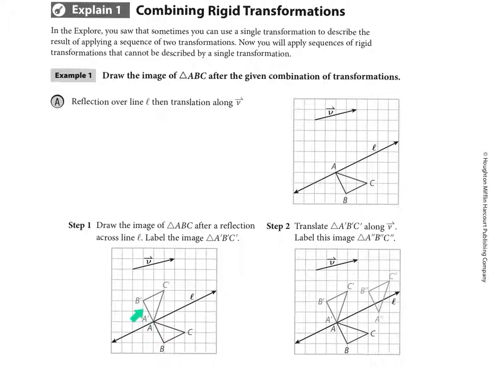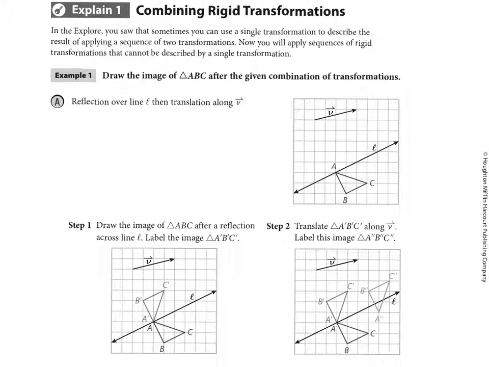Remember, when we reflect, we do that perpendicularly. So we'll keep working on that skill. And then we're going to translate that along this vector V, which would mean to move it up 1 unit and to the right 4 units, which is then what they've done.